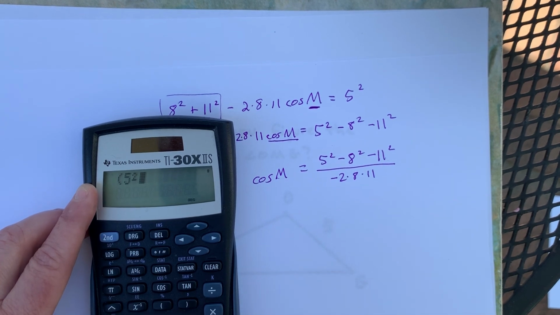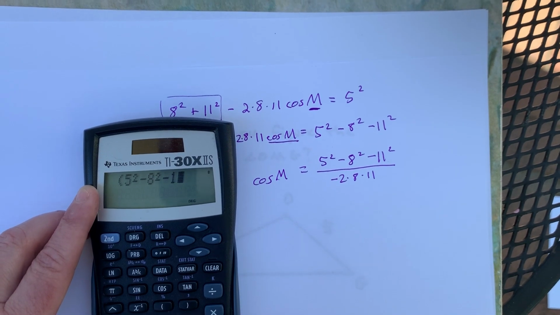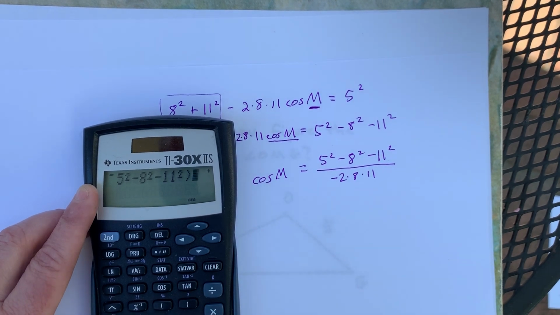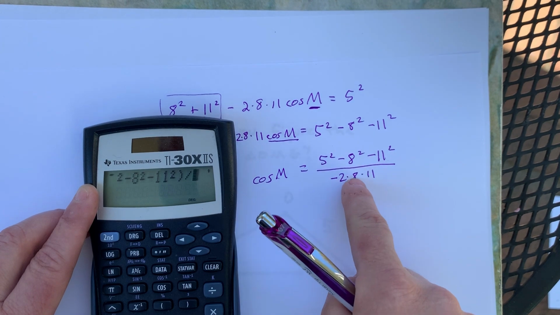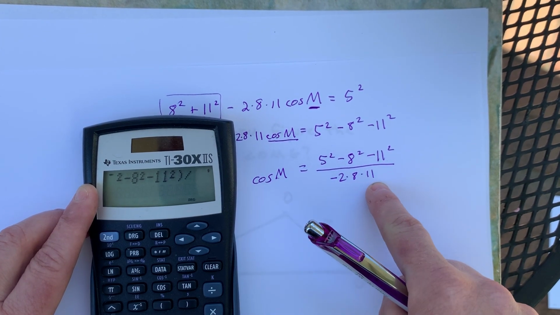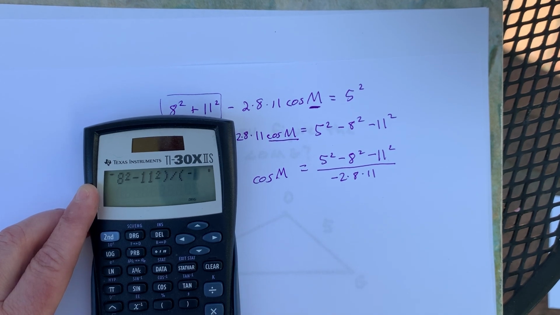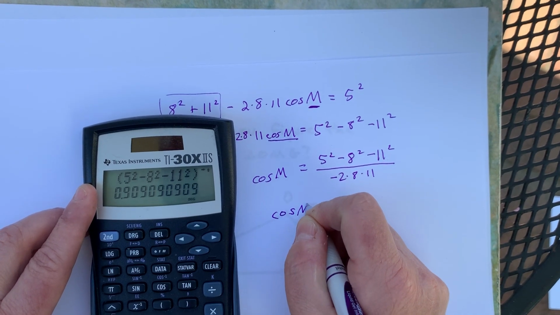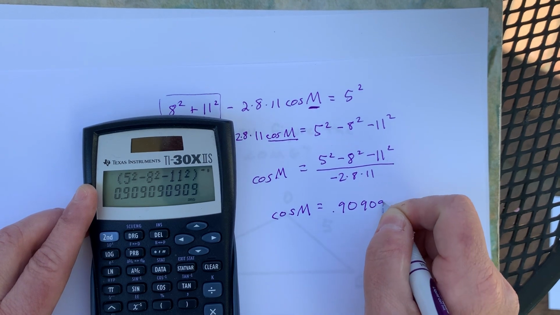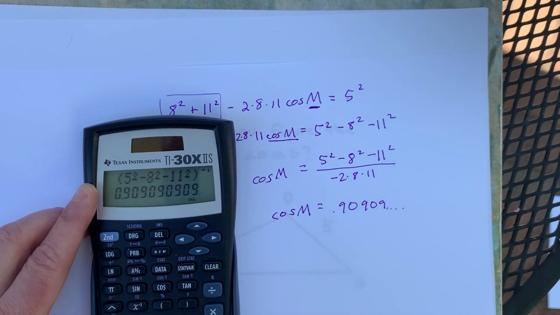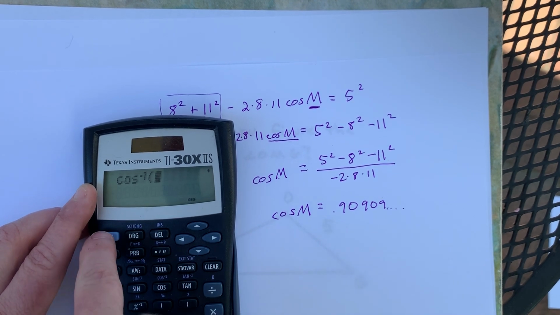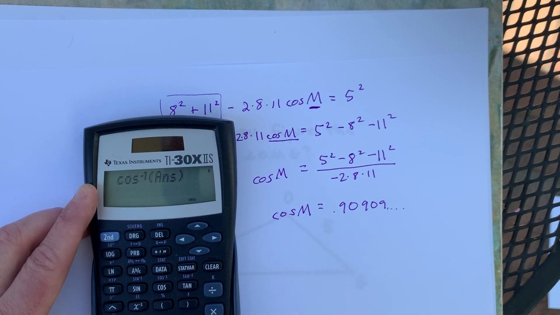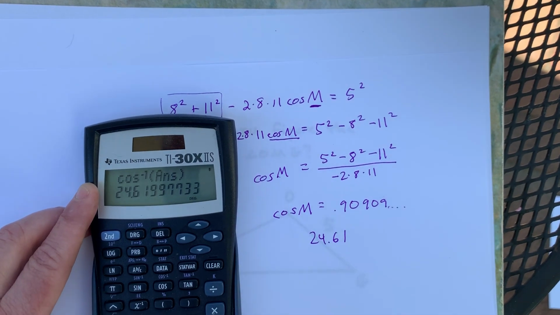So this input is going to get you the wrong answer unless you use your parentheses. 5 squared minus 8 squared minus 11 squared. Close those parentheses. Divide by. Now here I don't need the parentheses because it's going to multiply first. But I'm just going to be careful and put in my denominator. That way I've got a nice pattern. My numerator's always in parentheses. My denominator's always in parentheses. I hit equals, and now I have that cosine of m is equal to 0.909090 and on and on. And now all I need to do is take the inverse cosine of that answer, and ba-boom, I get 24.61.